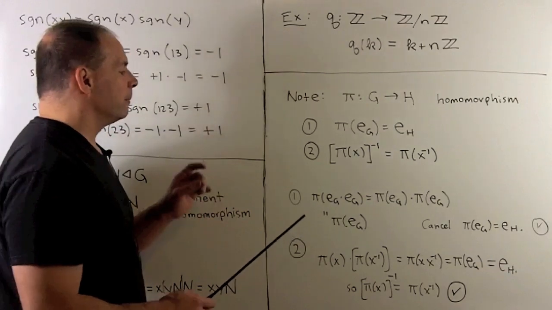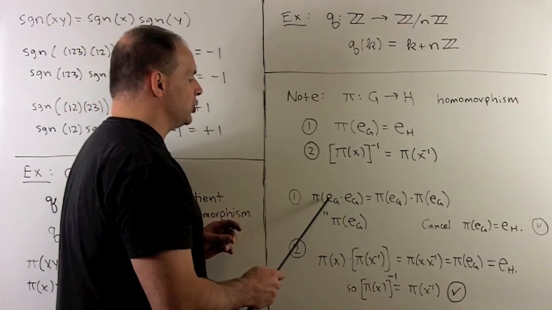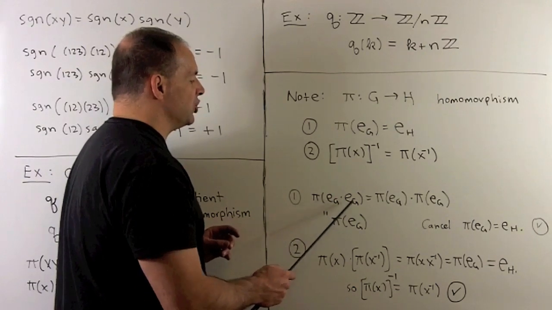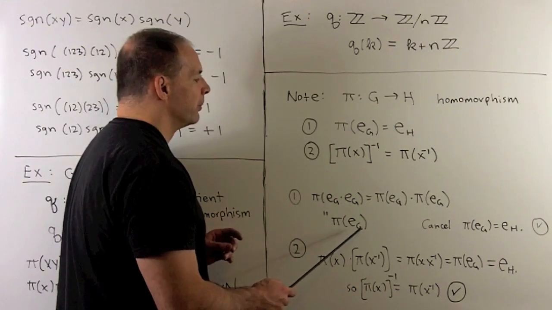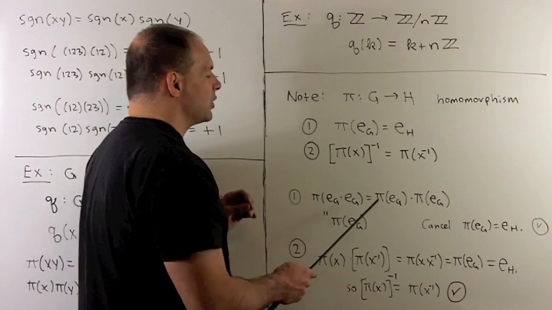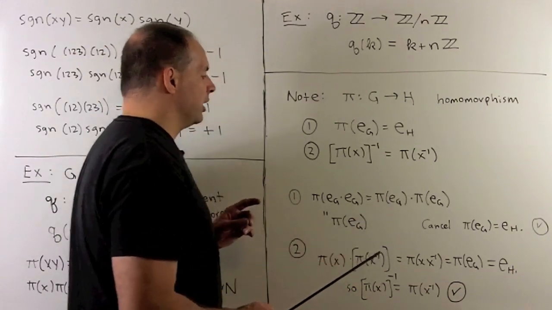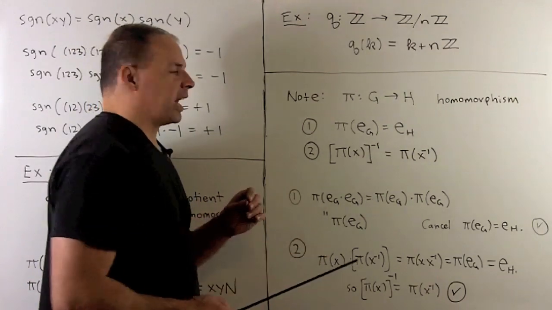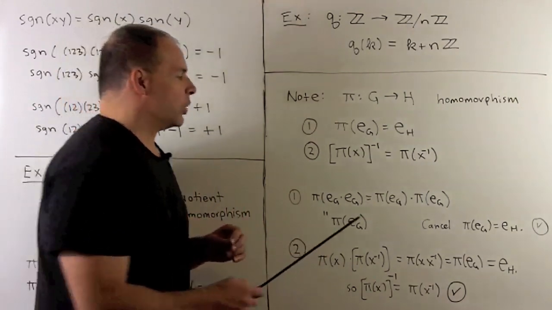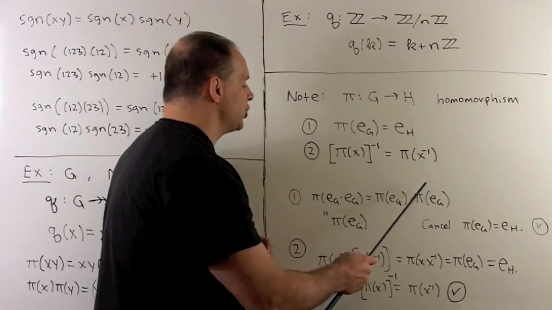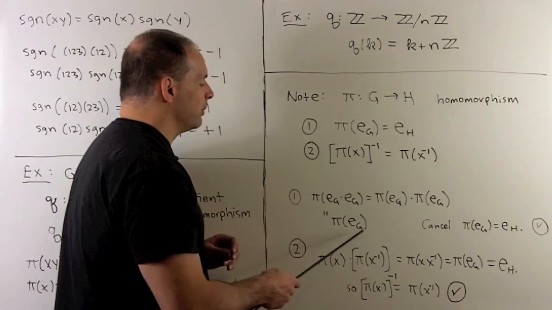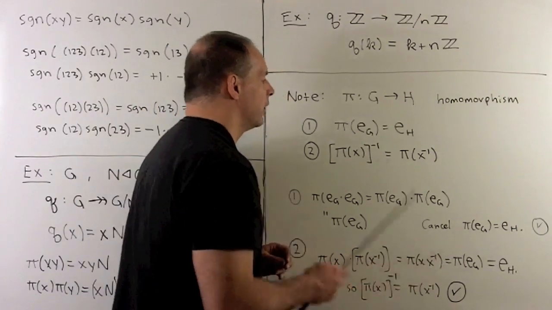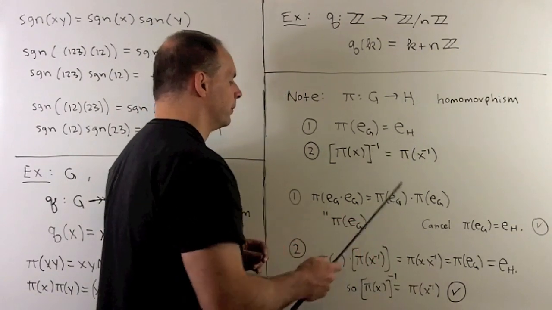Now for the first one, we'll take the product e_G times e_G and apply pi. e_G times e_G is just e_G, so we have pi of e_G. But we could split it up and write it as pi of e_G times pi of e_G. Now, I can cancel pi of e_G on each side. Note, once we've applied pi, we're working in H. So what will be left over here is going to be the identity element for H. So pi of e_G is e_H as promised.